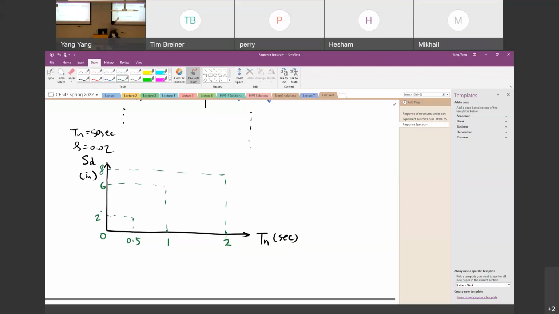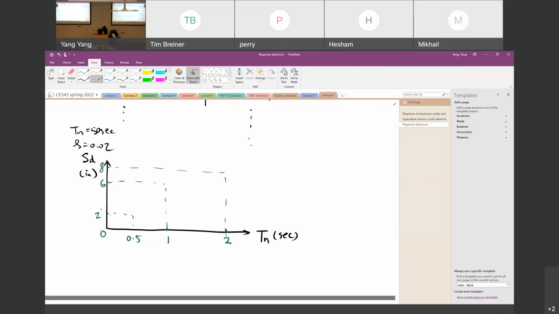So for natural frequency 0.5, we have the maximum 2 inches. Then frequency equal to 1, we have 6 inches, and natural frequency equal to 2, the maximum equal to 8. So we should be able to find three data points here.